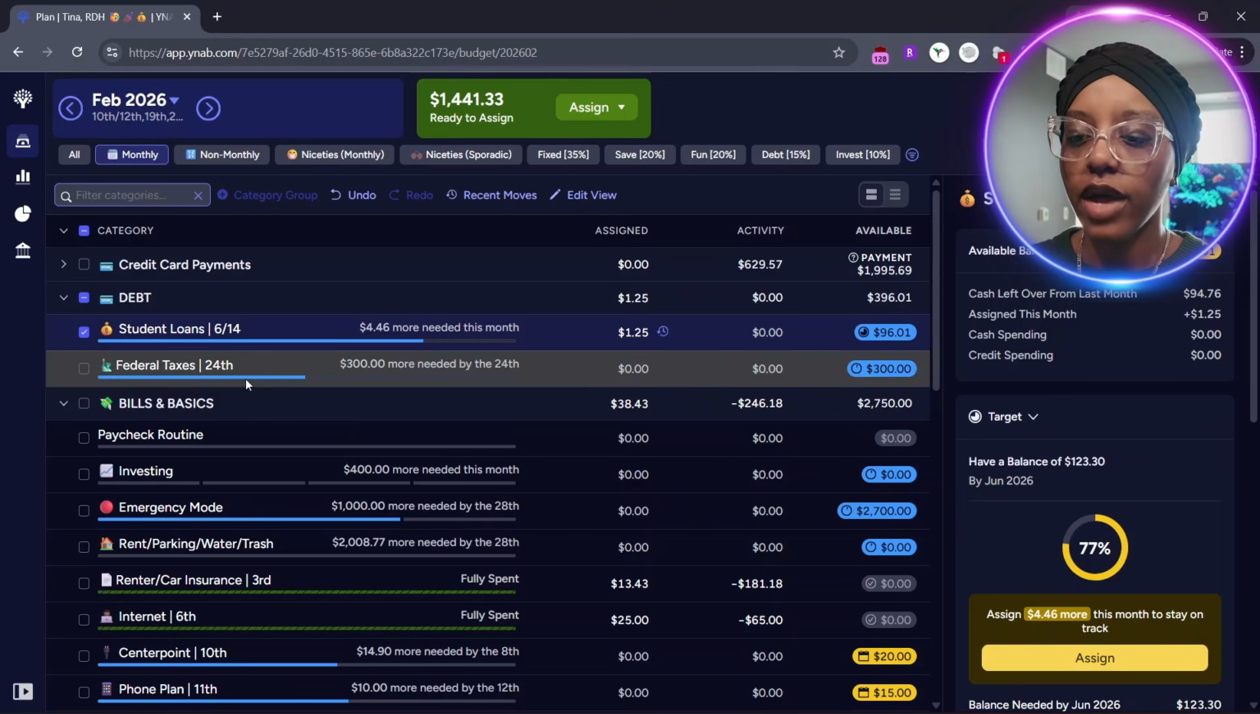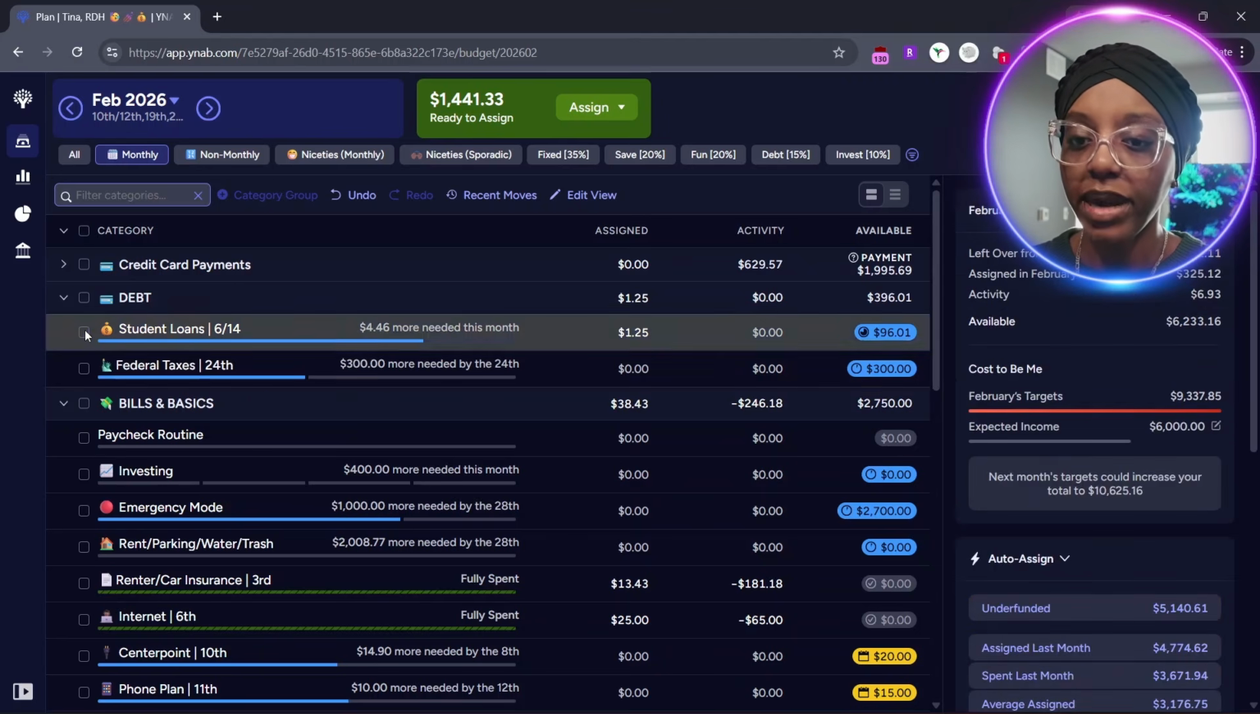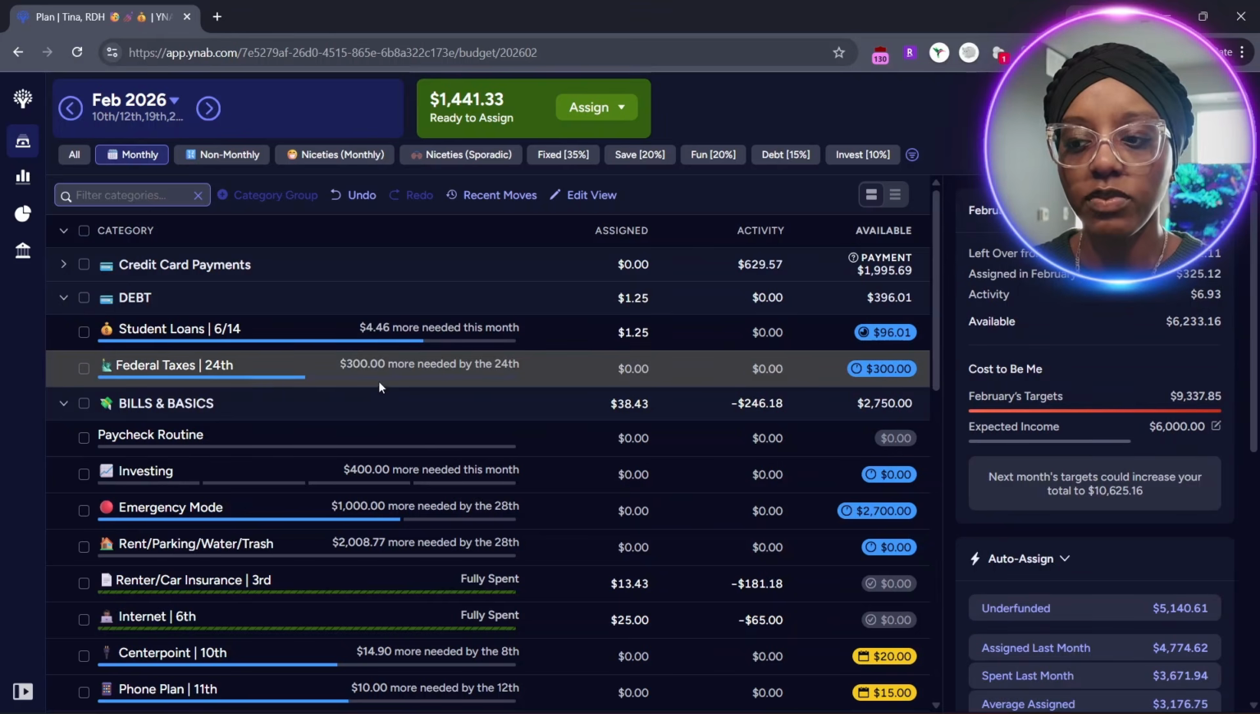Federal taxes. I did not go on the IRS website and contribute or pay the bill that didn't get paid. I should have, but I didn't. So this says I need $300 more this month. Against my better judgment, I'm actually not going to contribute anything to that.